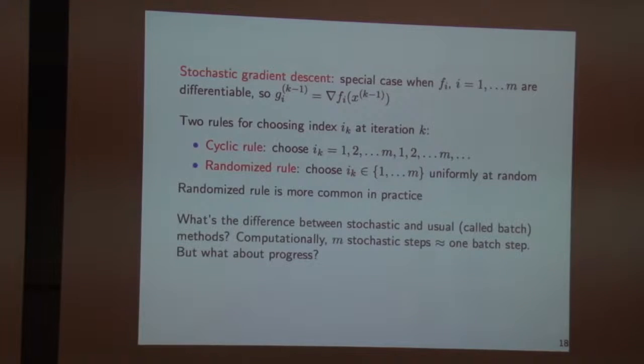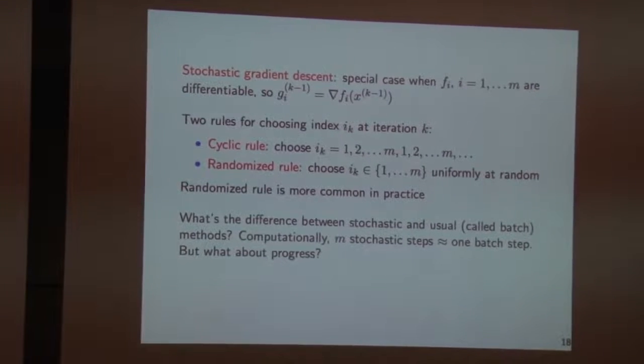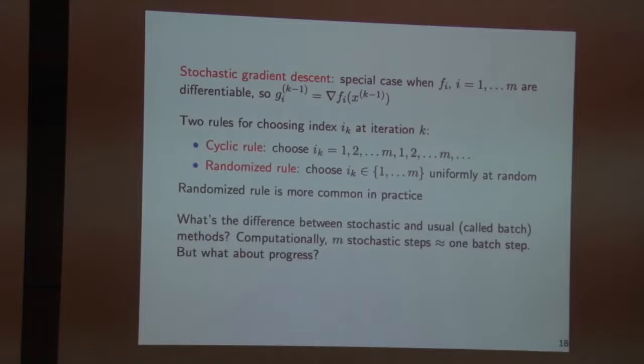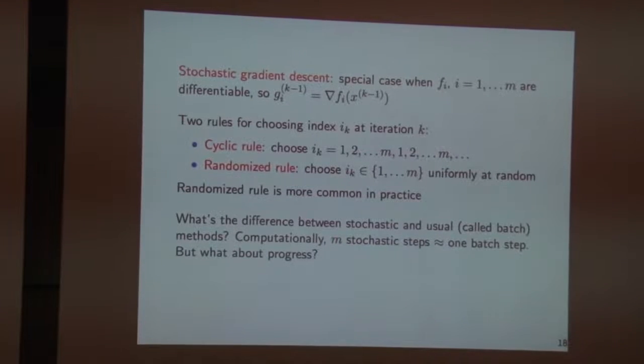So here are two rules for choosing an index at iteration k. The first is a cyclic rule. So that means I allow each function in my sum to tell me where to go in turn. So I ask function number 1, give me your subgradient, I'll follow that. Function number 2, give me your subgradient, I'll follow that, etc. And then I go back and repeat in a cyclic fashion. Another possibility is a randomized rule. So I'm going to choose the index at each step uniformly at random. I'll just pick uniformly among all of my functions at random, and I'll update along their subgradient or gradient at random and repeat.